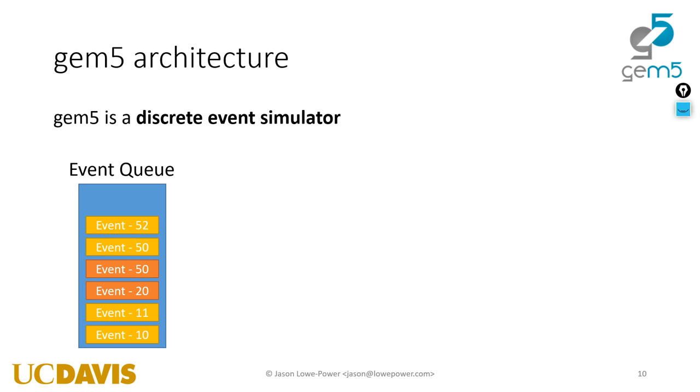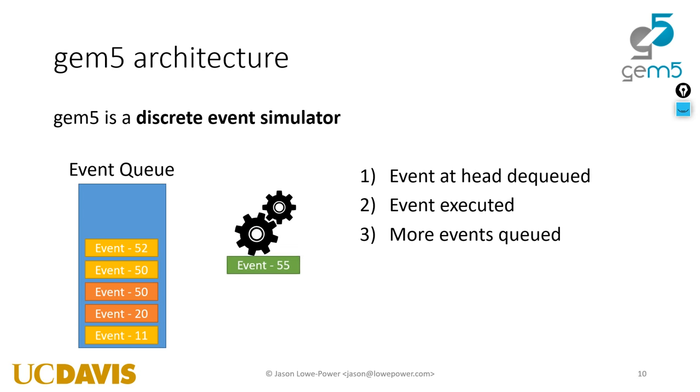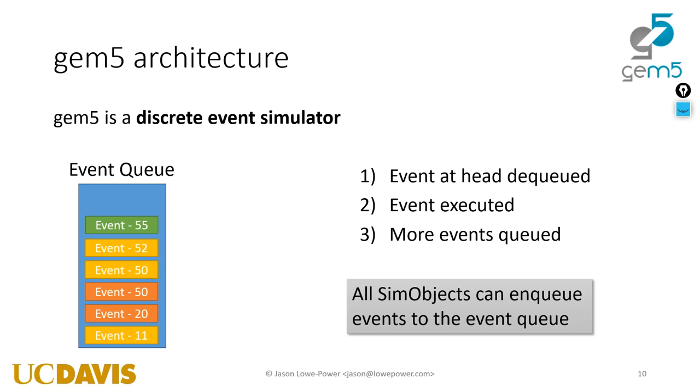So gem5 is a discrete event simulator. So what it does is it has an event queue. You pull events off of the event queue. You execute these events, which can generate other events that then go back onto the event queue. And then time is stepped to whatever the current time is at the head of the event queue. So I think this was at time 10. Now, once this event is done, we're going to go to time 11, execute that event. Once that event is executed, we'll move time to time 20. So it's just a discrete event simulator.